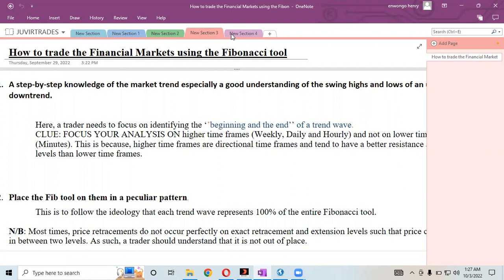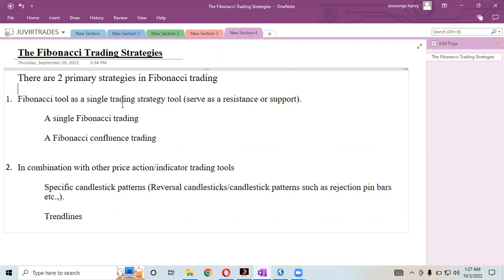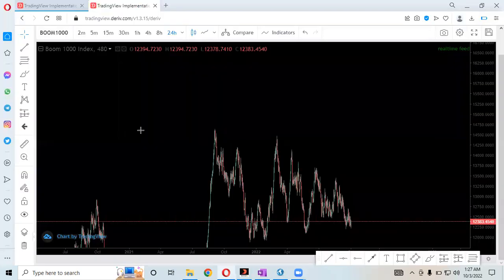Okay, and then the last but not the least part, what are the Fibonacci trading strategies? Actually, there are two types. We have the single trading strategy, where you use a single Fibonacci, or a Fibonacci confluence. And then the second strategy is when you use specific candlestick patterns. So let me go straight to the chart. Let me make do with 1000.